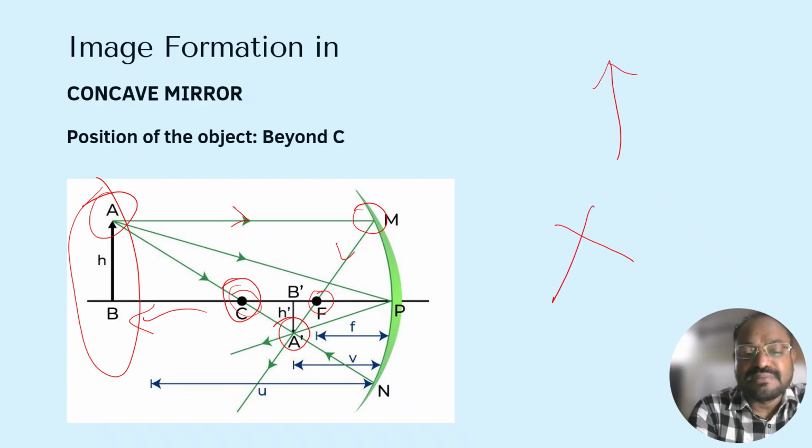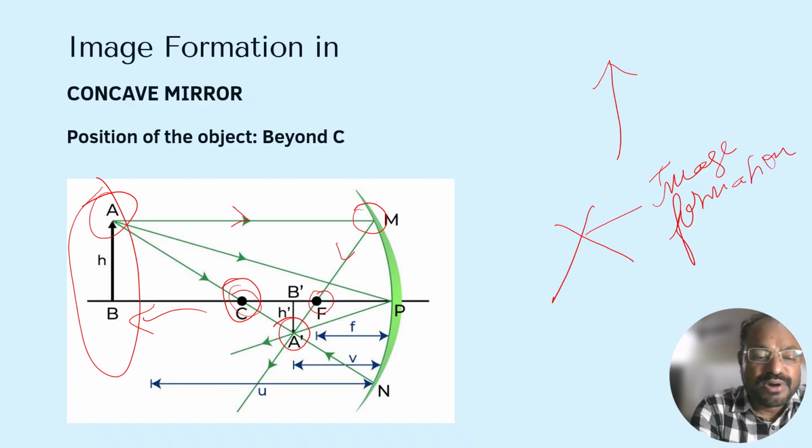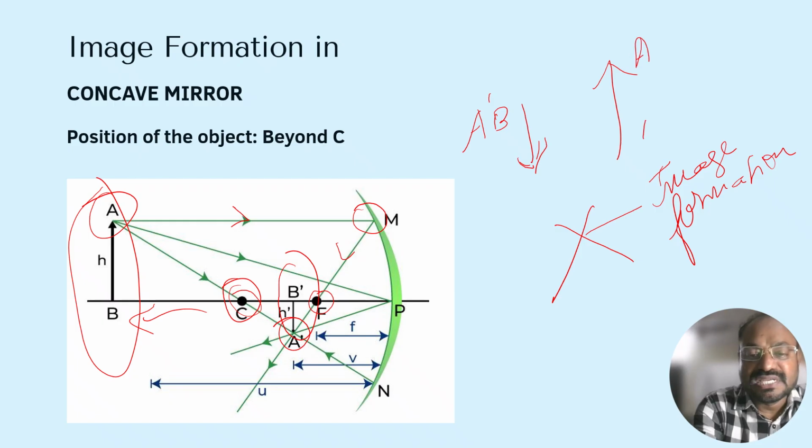At the intersection point, you will get the image formation. You should remember, the image will always be formed at the intersection point. So the image A dash B dash is being formed here. The image is downward. In the first position, the object AB is in the erect position, but the image is going to be downward.